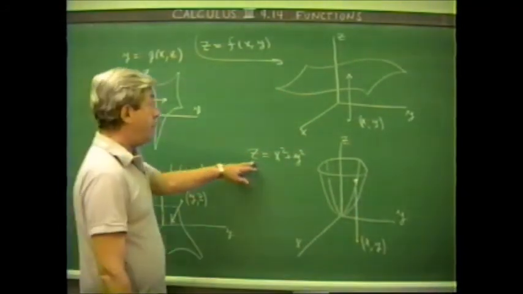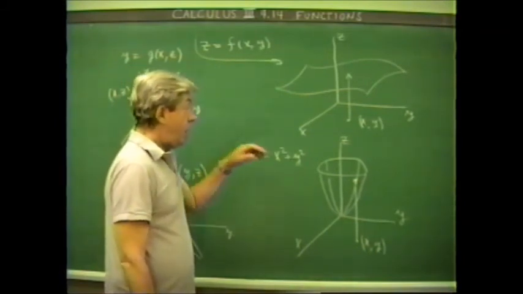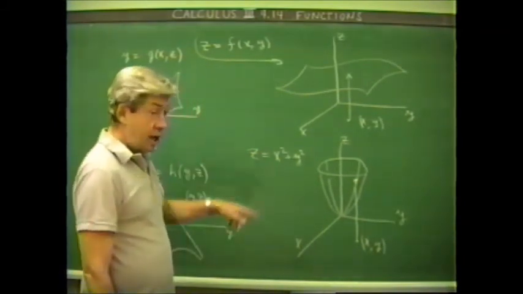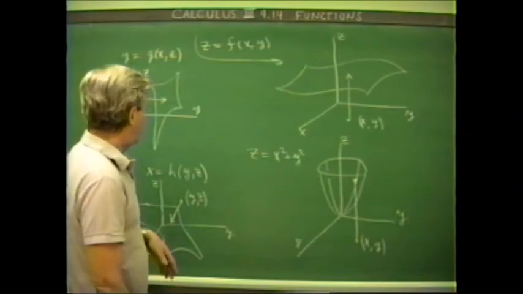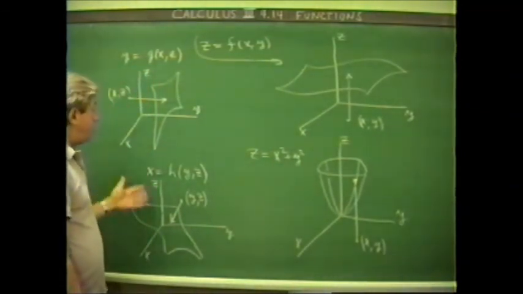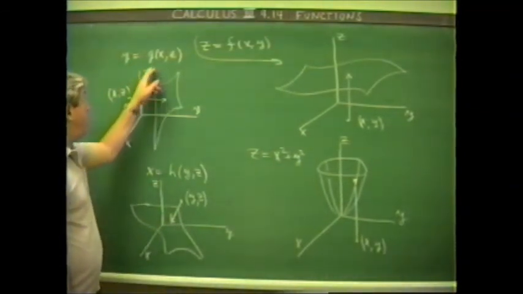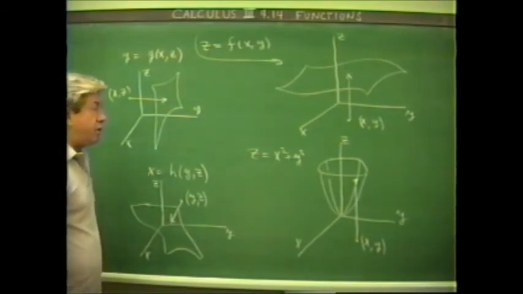So here's an example of a surface that we've looked at already where z is a function of x and y. These other types of surfaces could be drawn keeping the fact that you're dealing with a function in mind.